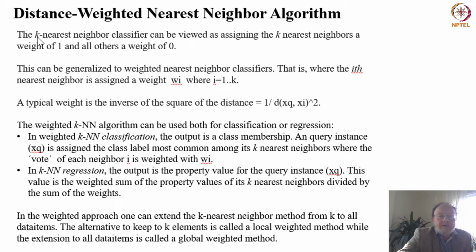If we consider that the k-nearest neighbor classifier can be viewed as assigning the k nearest neighbors a weight of 1 and all others a weight of 0, the natural extension is to also weight the nearest neighbors. That is, the ith nearest neighbor is assigned a weight wi, from 1 to k, where k is the number of neighbors we consider.